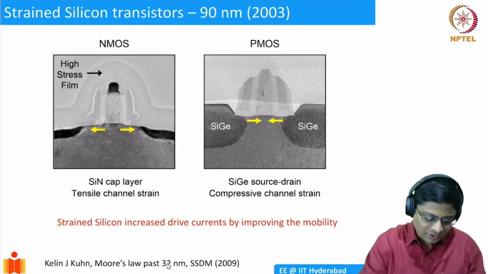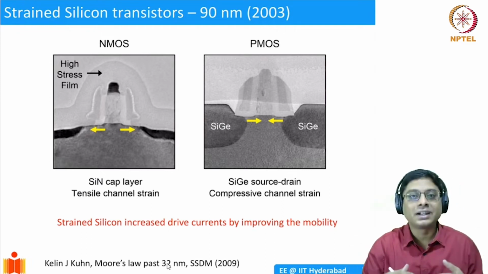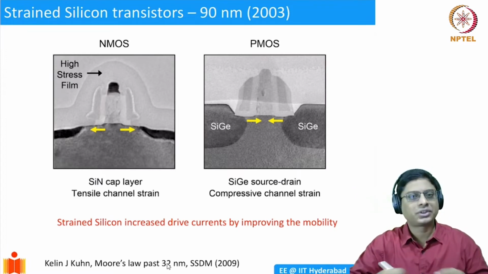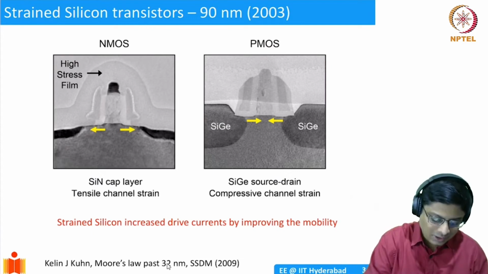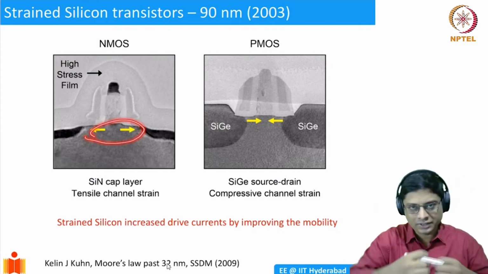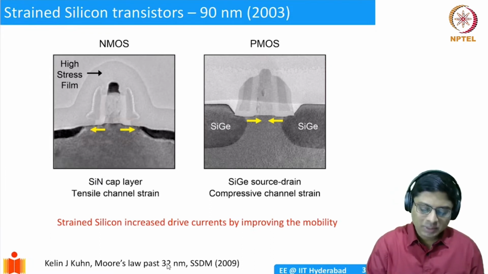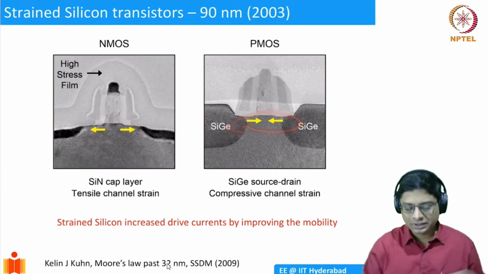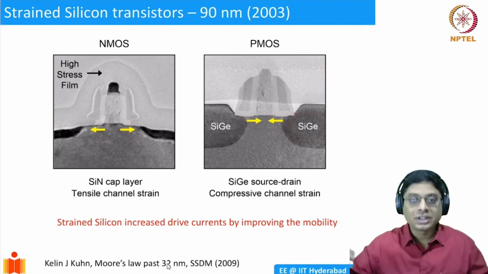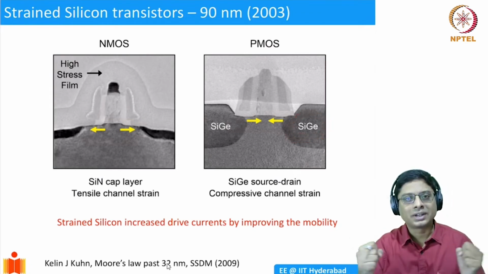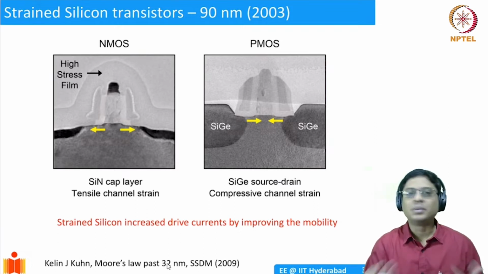They essentially deposited a silicon nitride capping film on top of the transistor, which caused the transistor to stretch a little bit, and that's why we show that the NMOS transistor has a strain which is stretched. The mobility was increased by that. Similarly, in the PMOS transistor, they introduced silicon germanium source strains, which caused the channel to get compressed, and that would increase the mobility again.